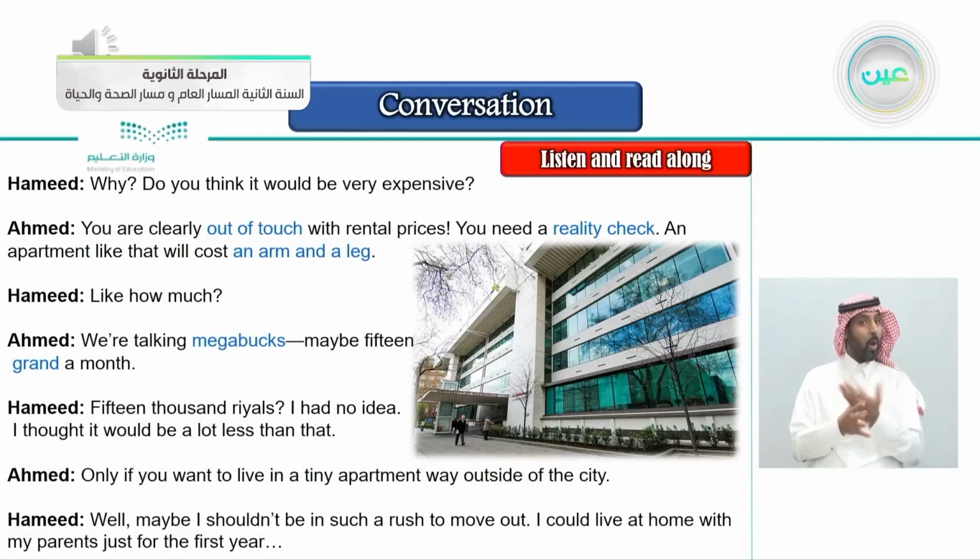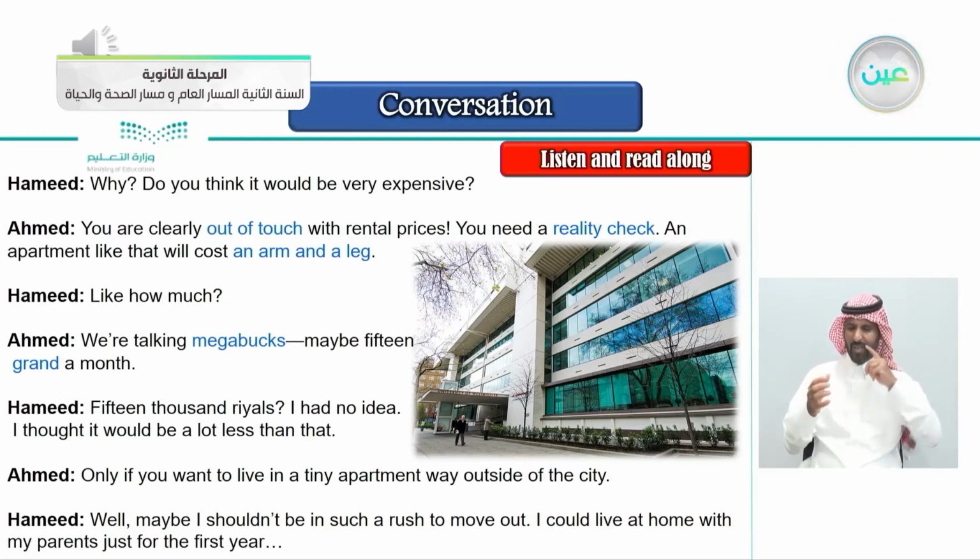Hamid: Why? Do you think it would be very expensive? Ahmed: You are clearly out of touch with rental prices. You need a reality check. An apartment like that will cost an arm and a leg. Hamid: Like how much? Ahmed: We're talking megabucks, maybe 15 grand a month. Hamid: 15,000 reals? I had no idea. I thought it would be a lot less than that. Ahmed: Only if you want to live in a tiny apartment way outside of the city. Hamid: Well, maybe I shouldn't be in such a rush to move out. I could live at home with my parents just for the first year.